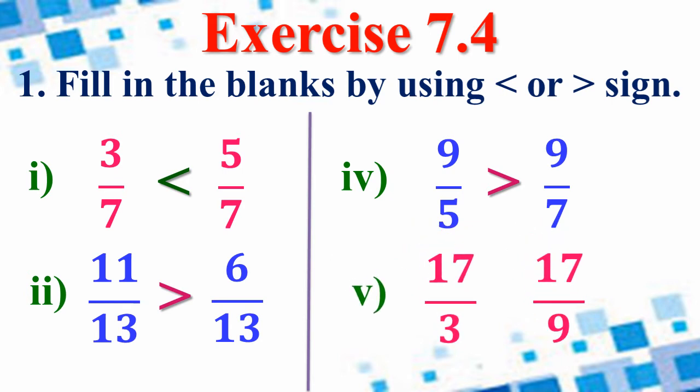Next, 17 by 3 and 17 by 9. Here 17 by 3 is greater than 17 by 9, because the fraction with the smaller denominator is greater. So that's all.